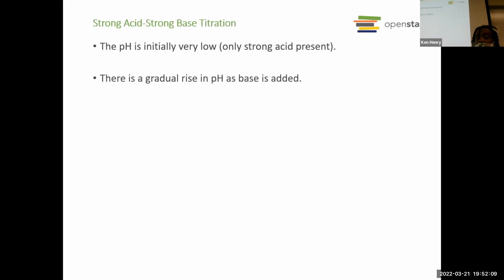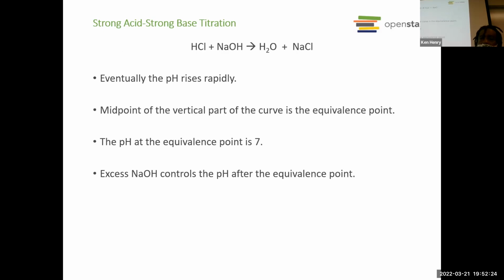Okay. So in the strong acid, strong base titration, the pH is going to start off low. And then as we add more and more base, we're going to get a gradual increase in the pH, right? So strong acid, strong base: hydrochloric acid plus sodium hydroxide yields water. So the midpoint in the curve is going to be our equivalency point. In this case, our equivalency point is going to be 7. So as soon as we start exceeding that equivalency point, then it's going to become basic, right? So we're going to have pH that is greater than the equivalency point.